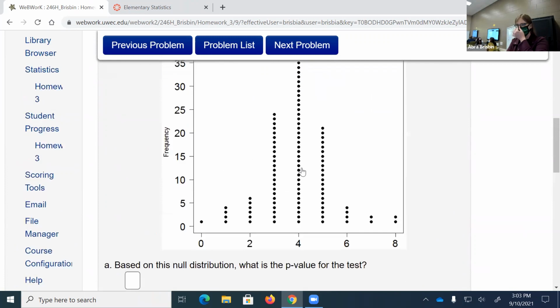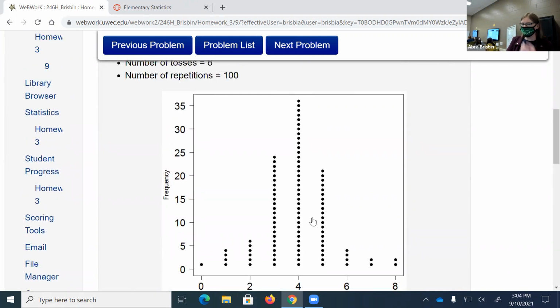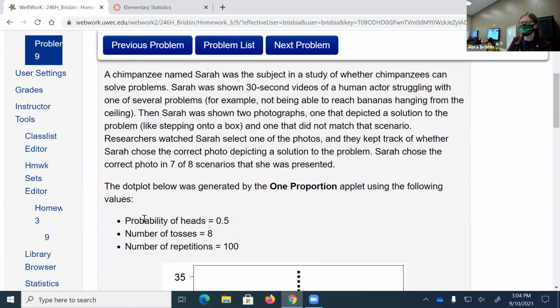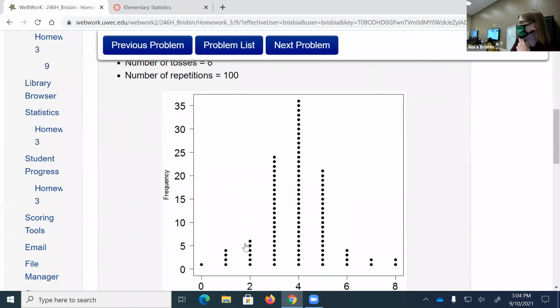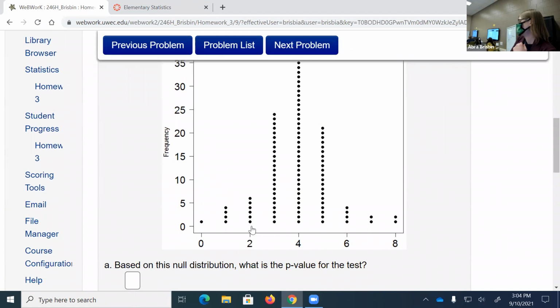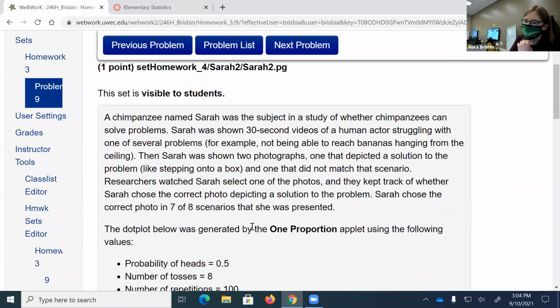Yeah, so for this one, this is a kind of problem that you might see on quizzes in this class, giving you a graph from the one proportion applet. This dot plot was generated by the one proportion applet using probability of heads equal to 0.5, number of tosses equal to 8, and number of repetitions equal to 100. And then we need to figure out from this what the p-value is going to be. Looking at this scenario, we see that the statistic is that Sarah chose the correct photo in 7 out of 8 scenarios that she was presented.